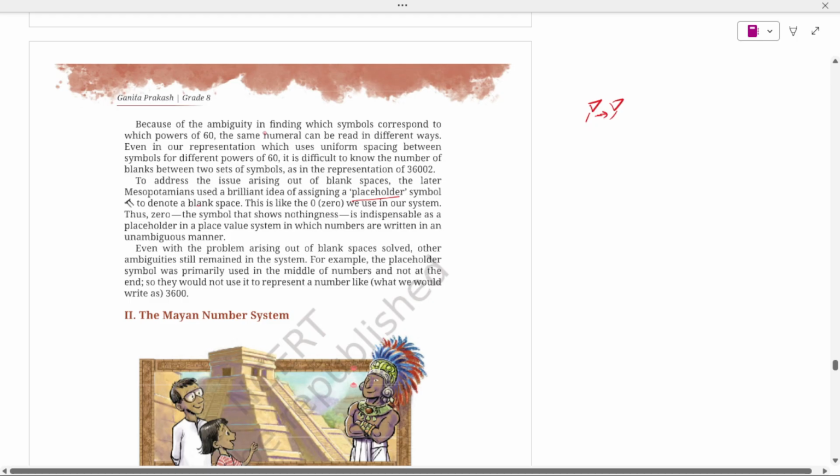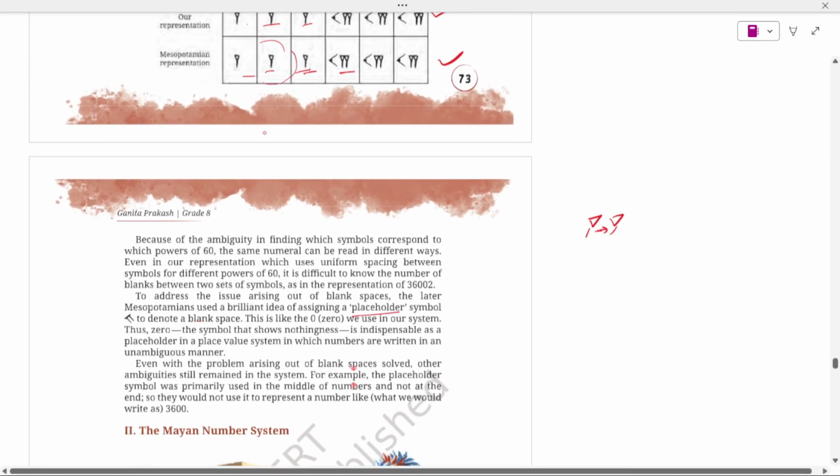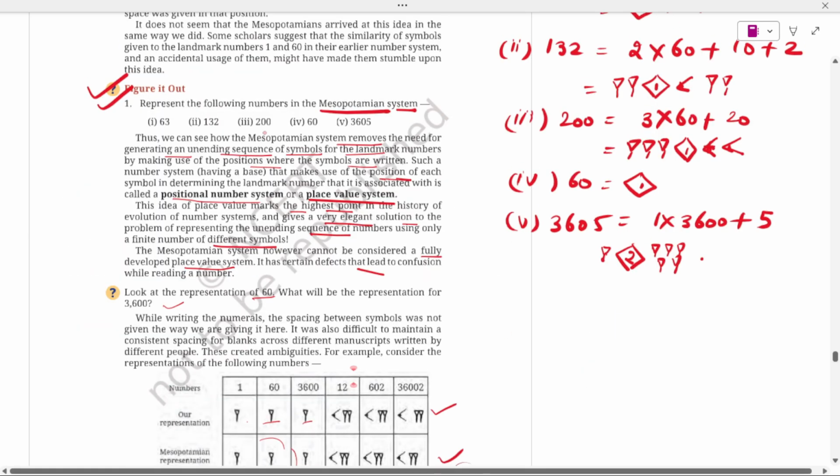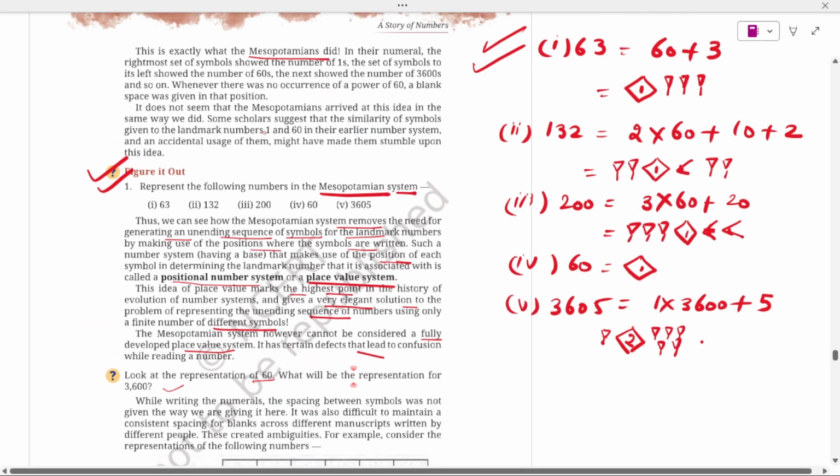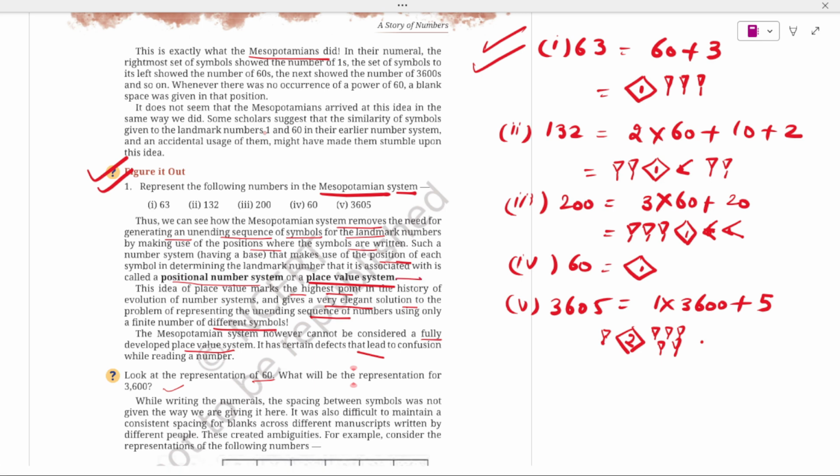Just concluding this lecture: the Mesopotamian system has its own symbols, and it is associated with the place value system. Yes, there are some drawbacks and we will discuss these later on.